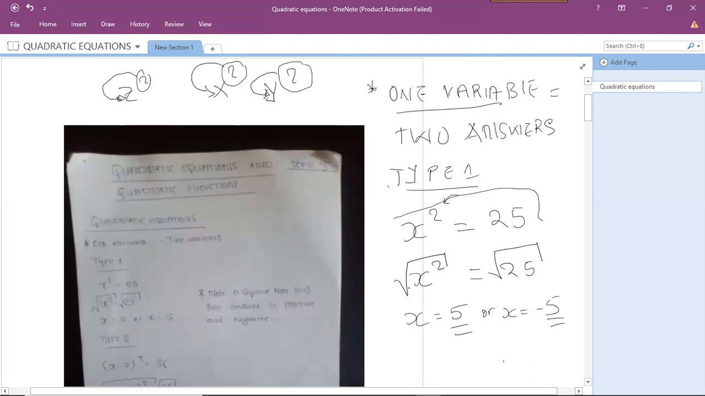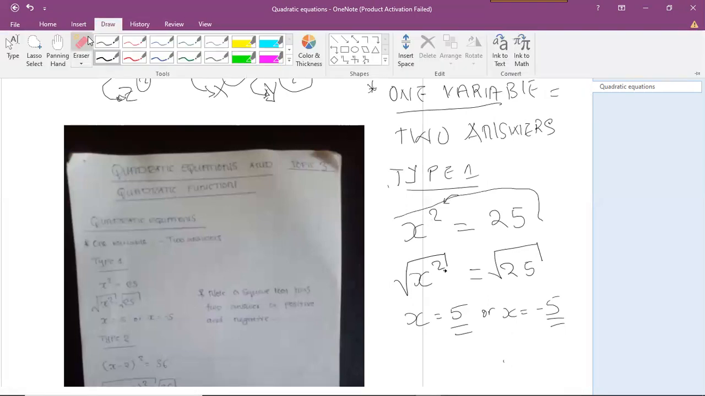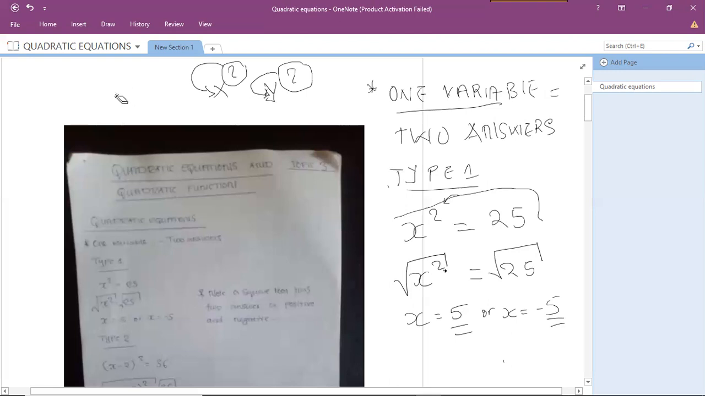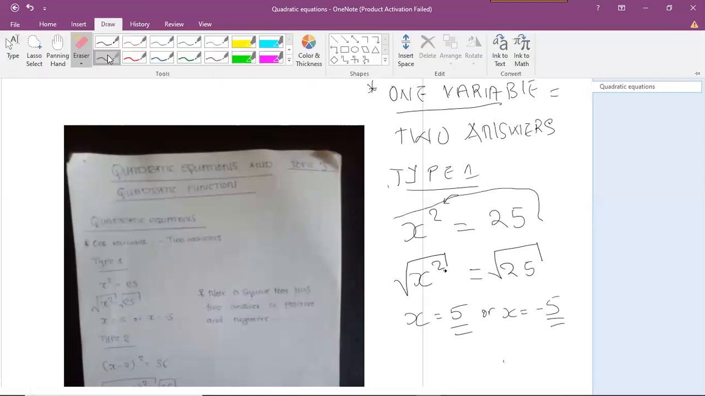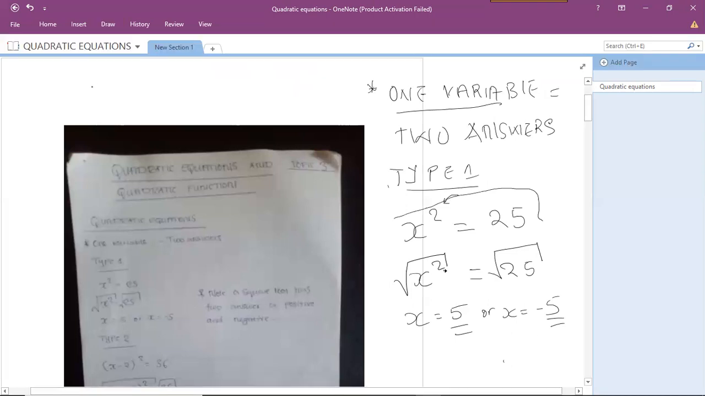And have you ever wondered why we use this square root to get rid of this square here? I'm going to teach you properly in terms of indices. There's a topic called indices where we're going to encounter certain rules. We're going to encounter this rule: the square root of a multiplied by the square root of a will give you back a.